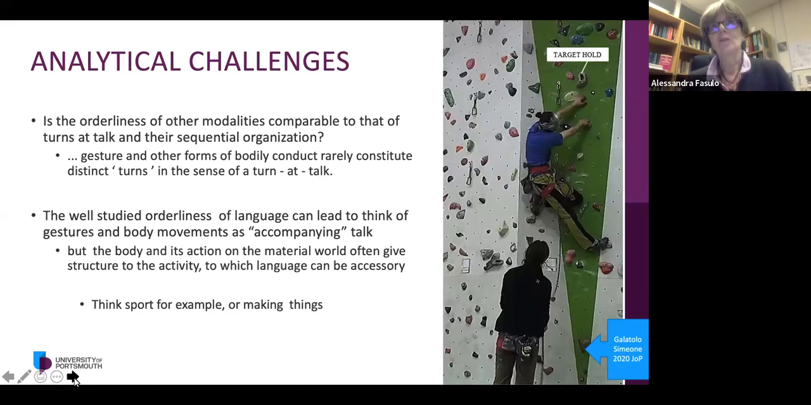And also there is a temptation: because we know the organization of language in interaction already, we can look at gestures and body movements and other aspects as attached to this, as accompanying talk. But this reiterates the primacy of language, and we have many activities like the one on the right side in which the body and the material world structure the activity and the interaction. So language is accessory; it's not primary at all. And sport in general is like that, or making things together, or working in front of a screen and doing things that are available to each other.